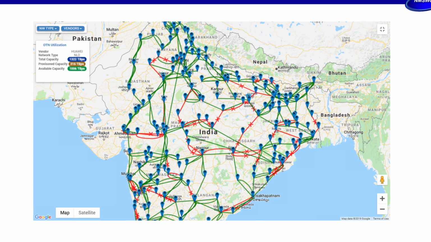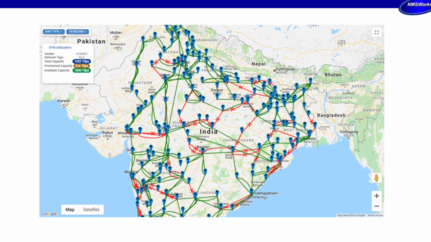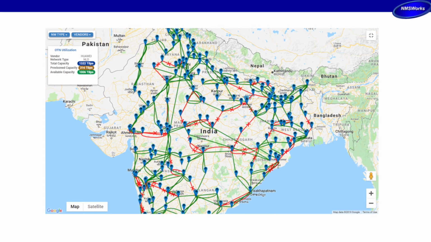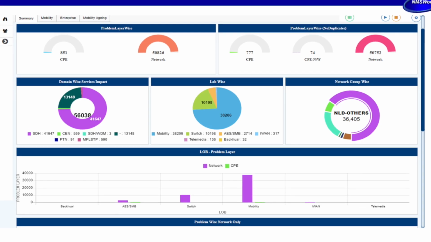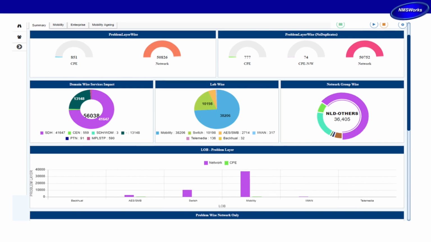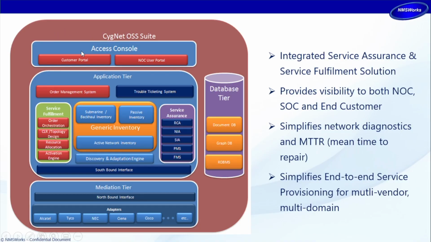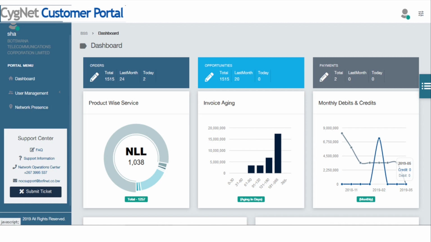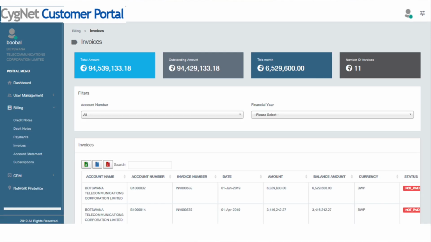With respect to access to the application, on the access console front, there is a NOC user portal which can be used by the NOC team for all the functionalities across inventory, service fulfillment and service assurance, and for the order management and trouble ticketing functionalities. In addition to that, there is a customer self-care portal which can be used by the customers of the operators, for viewing their own services, raising trouble tickets, and doing self-care for their services.